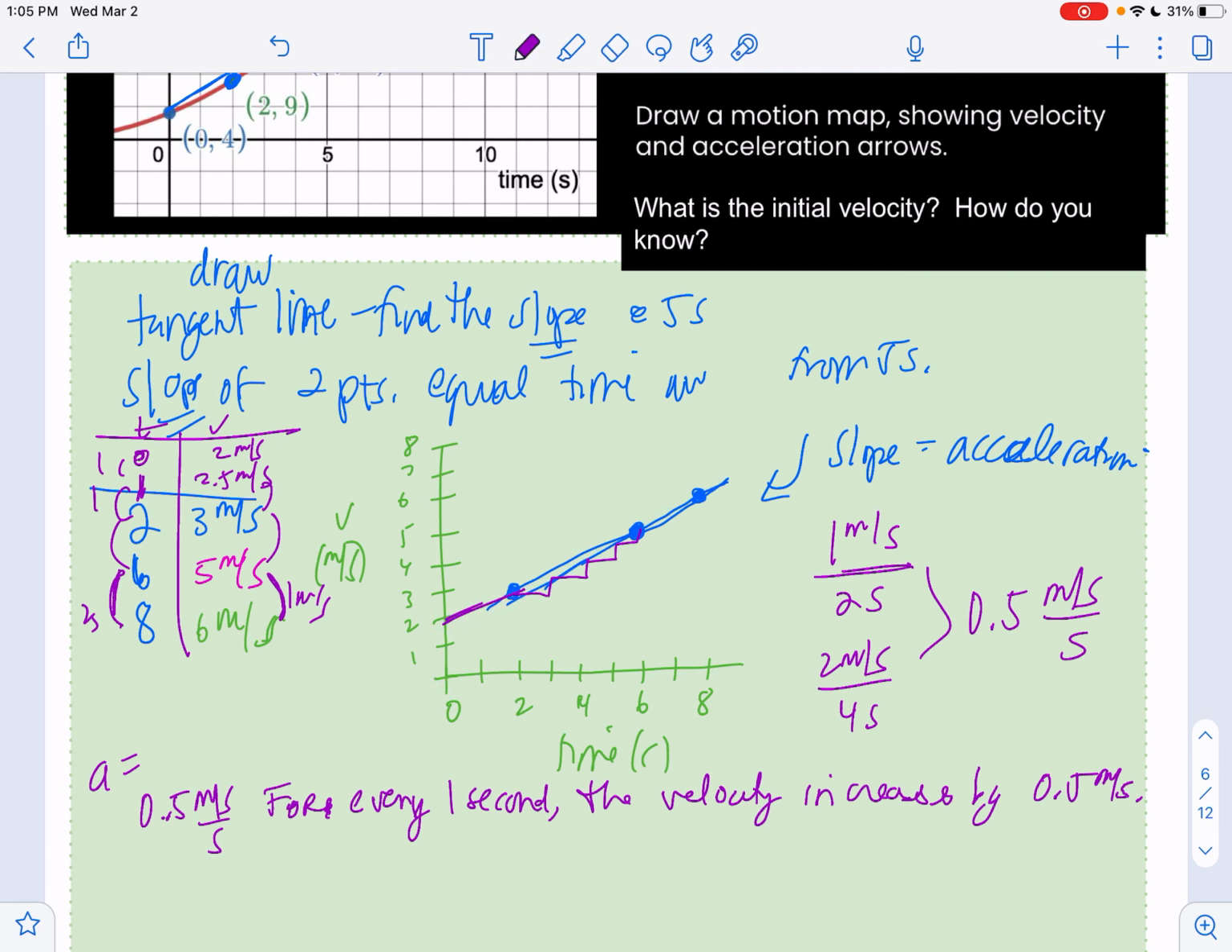It's a little hard, I don't have a grid here, and that's just as good. So that line should actually be crossing at 2. So the initial velocity is 2 meters per second, because every 1 second, the velocity should go up by 0.5 meter per second, and after 2 seconds, it should have gone all the way up to 3.